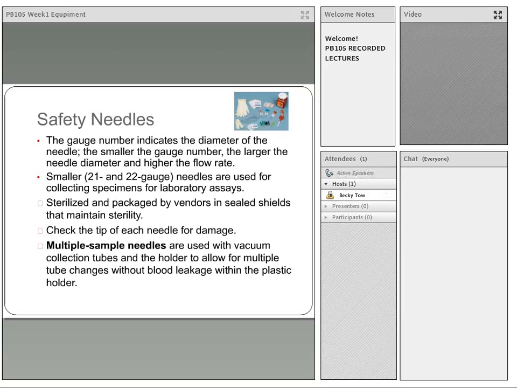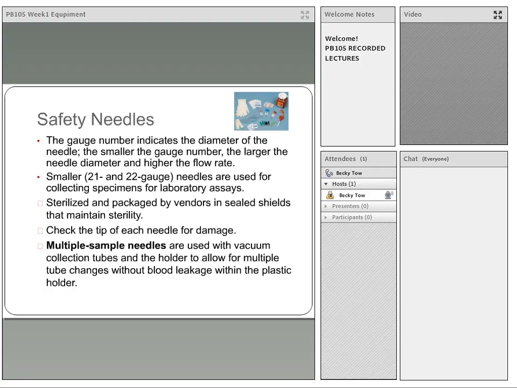So a low gauge needle is going to have a very large diameter opening. You're going to use a much larger needle bore opening when you're donating blood for the American Red Cross. But there are different types of needles. All are safety needles.